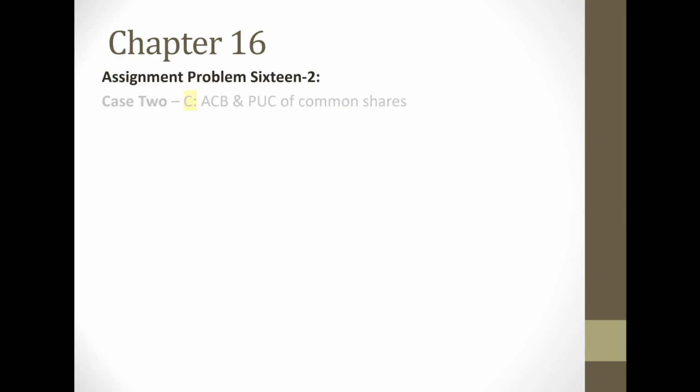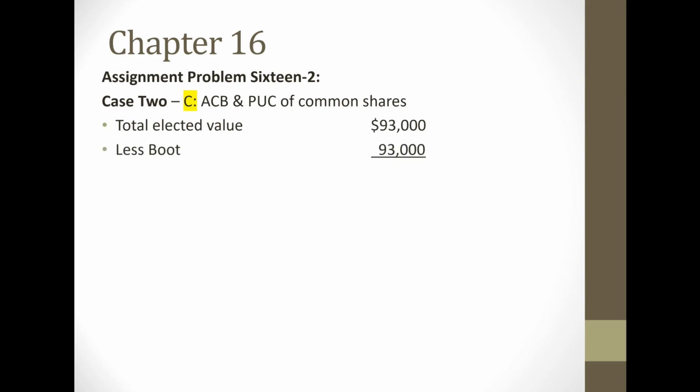Let's move on to the next slide and look at Part C. Let's determine what the ACB is first. Now, once again, we start off with the elected value of $93,000. We minus the boot, which is $93,000. So the residual amount is 0, and so we have nothing to assign to the ACB of the common shares. So the ACB will be 0.